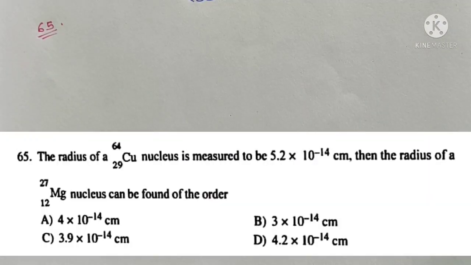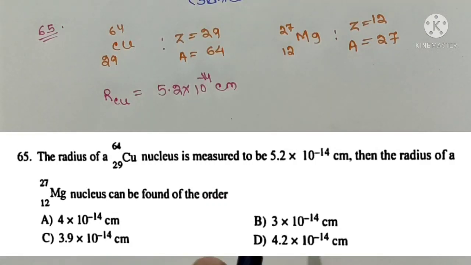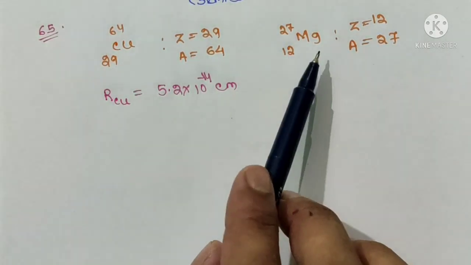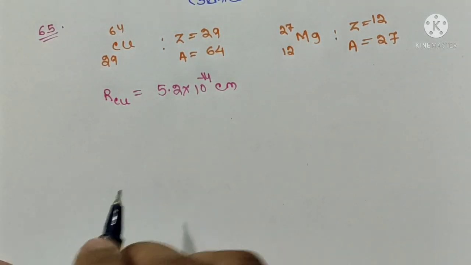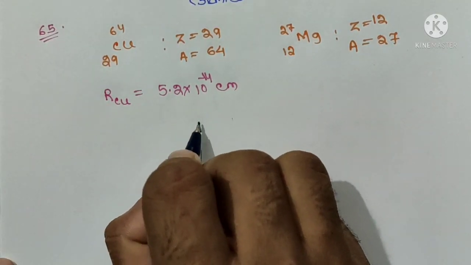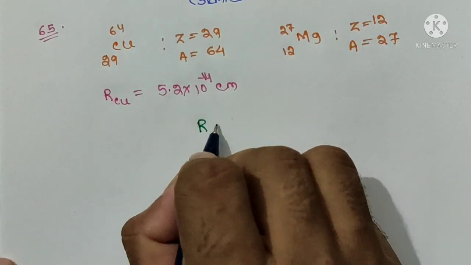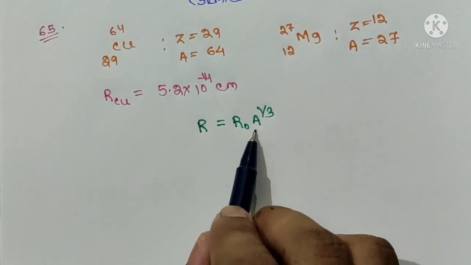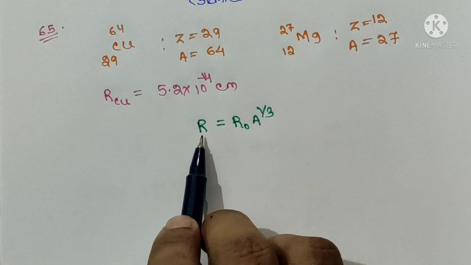Question number 65. The radius of a copper nucleus is measured to be 5.2 into 10 to the power minus 14 centimeter. Then the radius of a magnesium nucleus can be found of the order. So the radius of copper is given. We have to find the radius of magnesium. Mass numbers of copper and magnesium are given. So we know the radius of a nucleus is expressed as r equal to r naught A to the power 1 by 3, where A is the mass number of the nucleus, r naught is the constant.